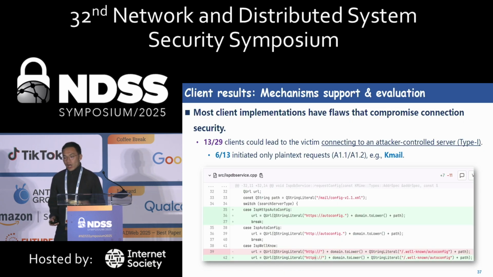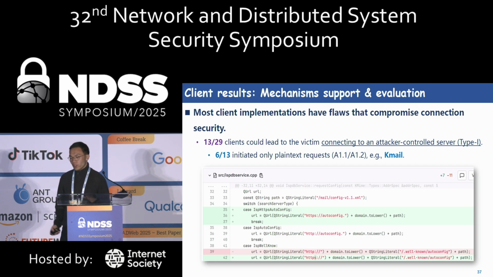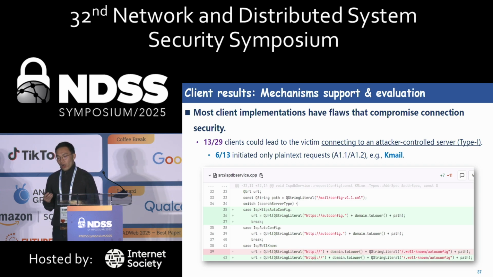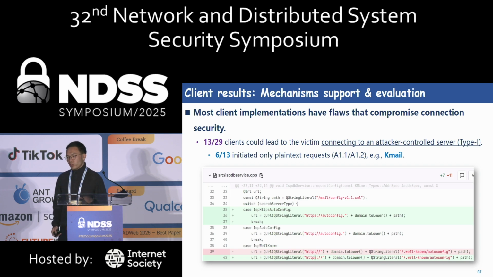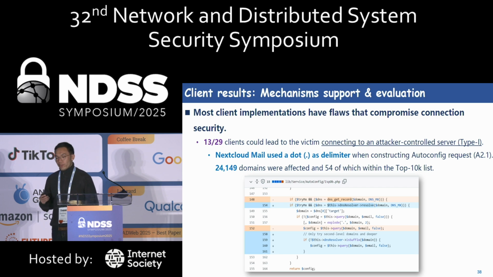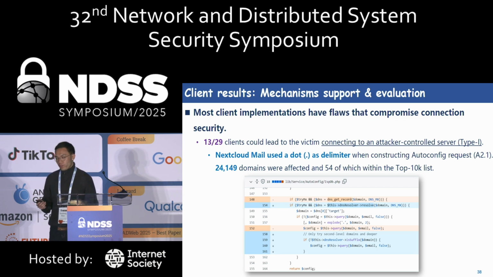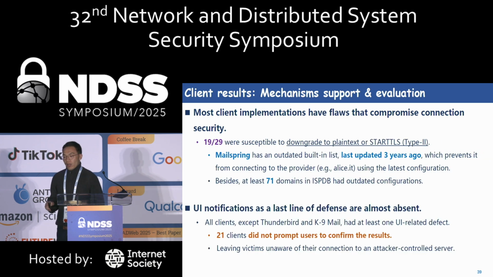So for client results, we found that most client implementations have flaws that compromise connection security. About 13 clients could lead to the victim connecting to an attacker-controlled server. And about 6 clients initiate only plain text requests, for example, KMail. And we found Nextcloud Mail uses a dot as delimiter when constructing the autoconfig request.